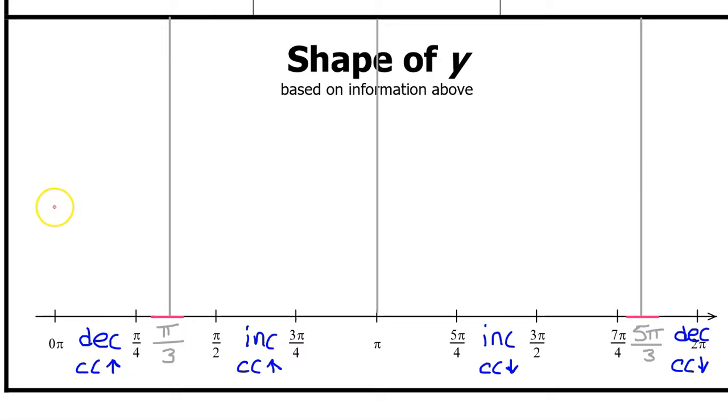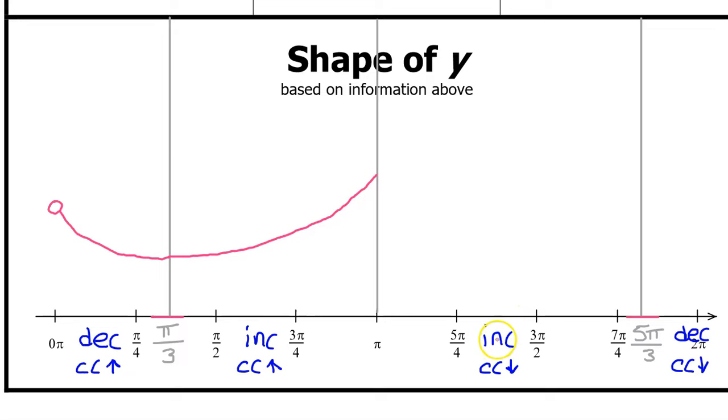I'm going to begin the graph of y with an open circle because 0 is not included in the domain. In this first interval, y needs to be decreasing and concave up and finish off the interval at a horizontal tangent line. So here we go. Decreasing, concave up, and finishing out at a horizontal tangent line. In the next interval, y needs to be increasing and concave up. No horizontal tangent line. So here we go. Increasing and concave up.